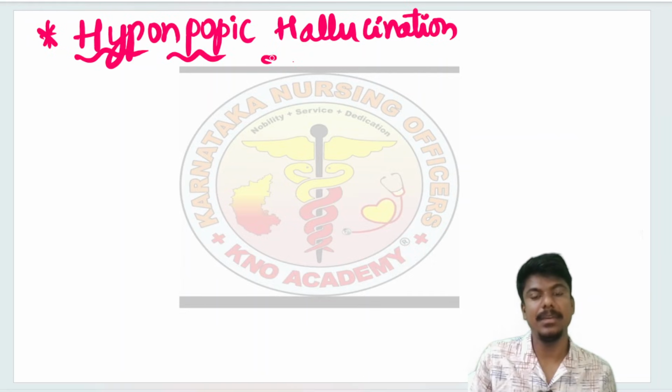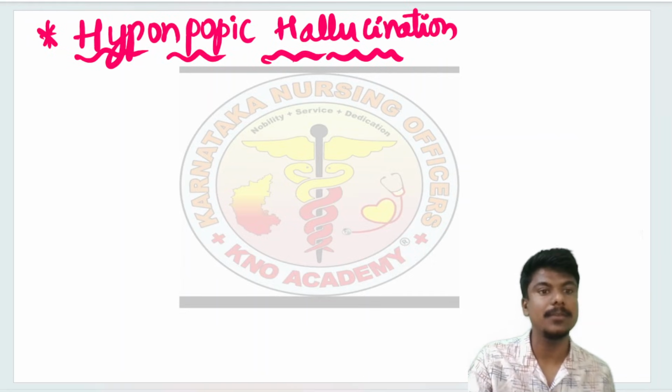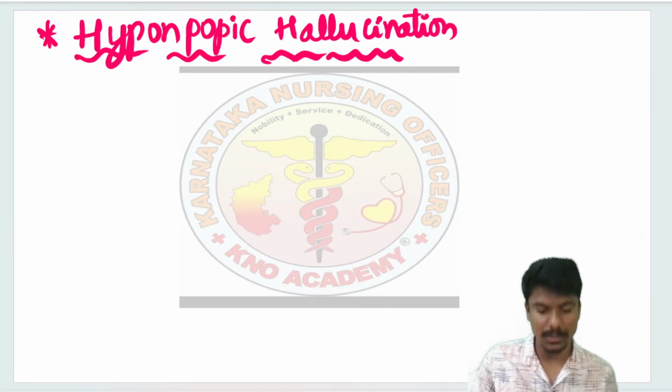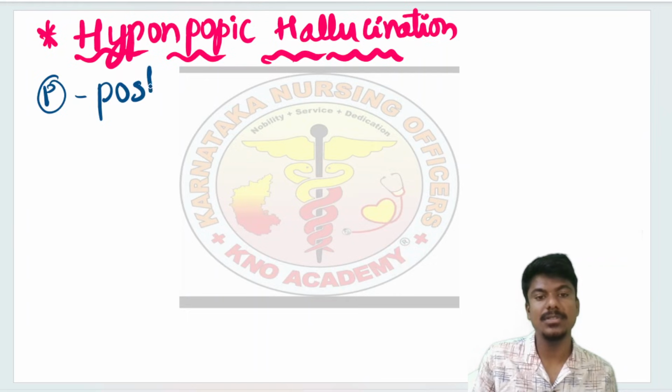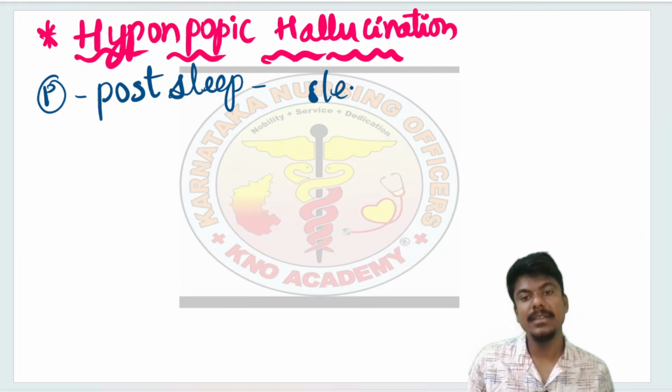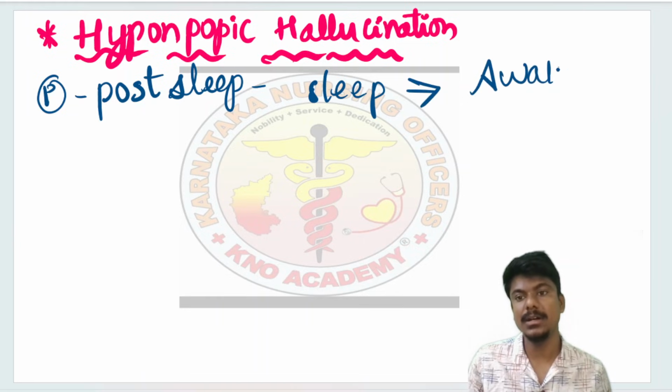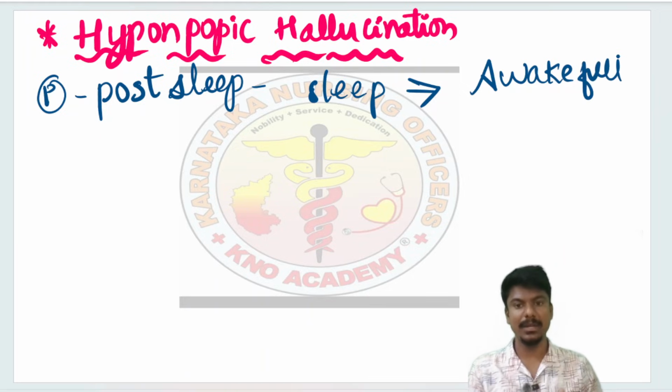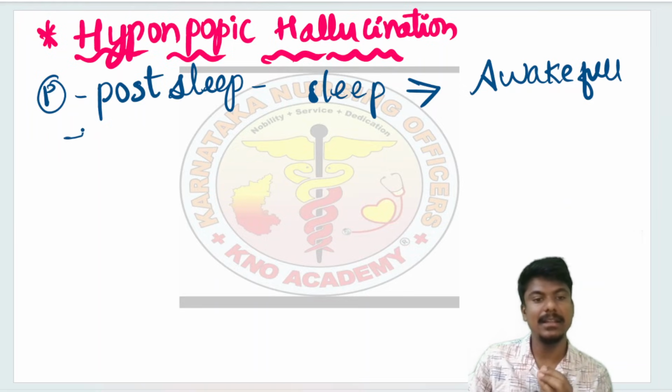Here what will happen? P, P for post sleep, just remember like that. Hypnopompic, P for post sleep. It is when the person awakes, in the stage between sleep and wakefulness. Now I'm on the bed, I slept for 6 or 7 hours, and now I'm about to wake up, in the transition phase.